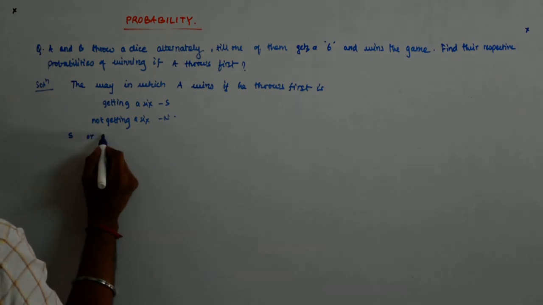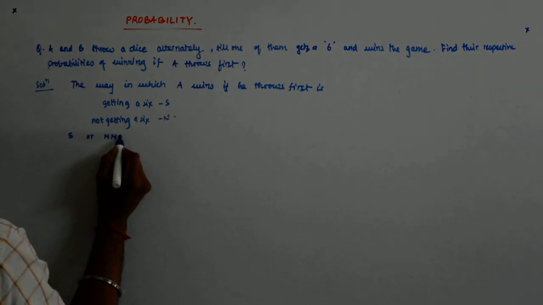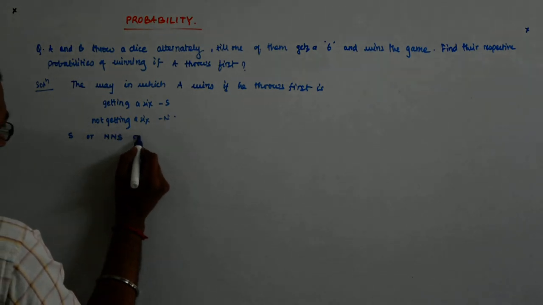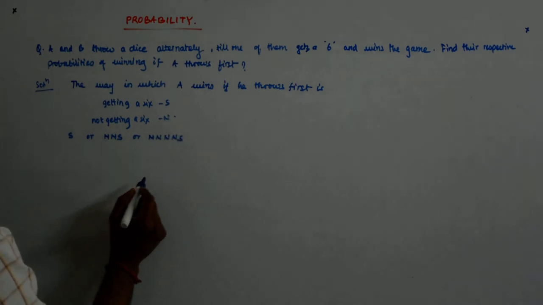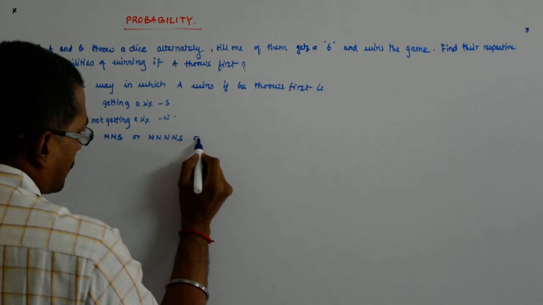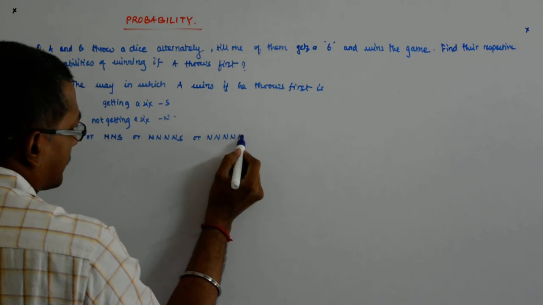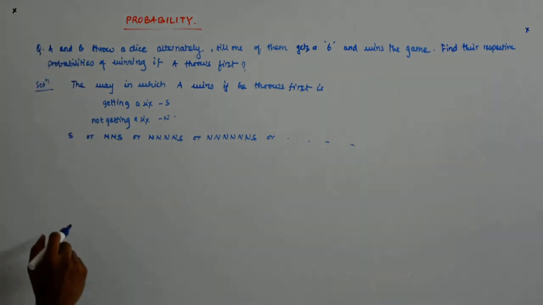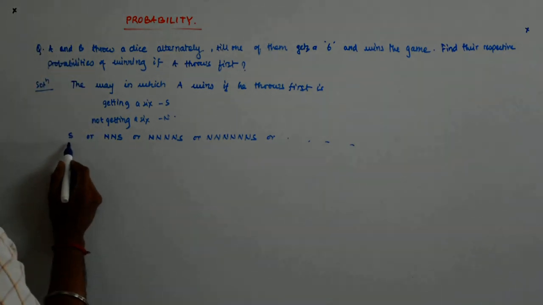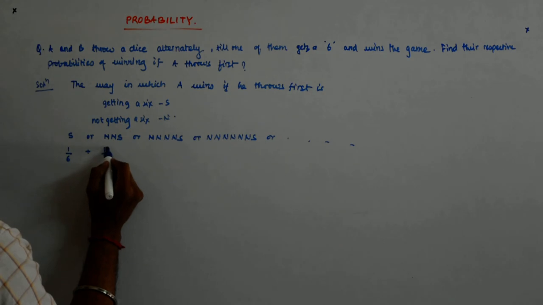or he doesn't get a 6 in the first throw, B also doesn't get a 6, and A gets a 6 then, or A doesn't get, B doesn't get, A doesn't get, B doesn't get, and A gets, and so on. It'll go to infinity.